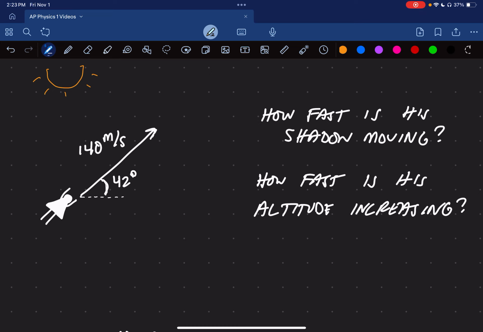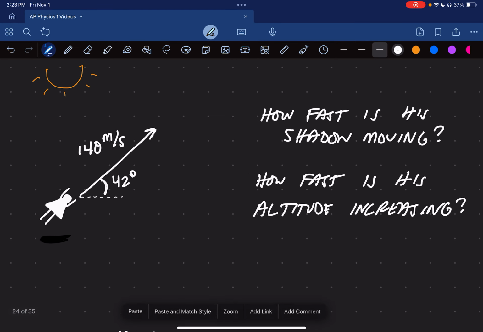So here is Superman's shadow. If Superman is going at that speed at that angle, Superman's shadow will have a velocity, or a speed, going this way. What this ends up becoming, what we're going to be using today, is this. This is the vector that represents the velocity of Superman's shadow, which today we'll call Vx.